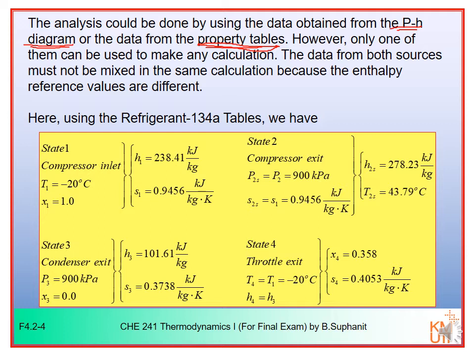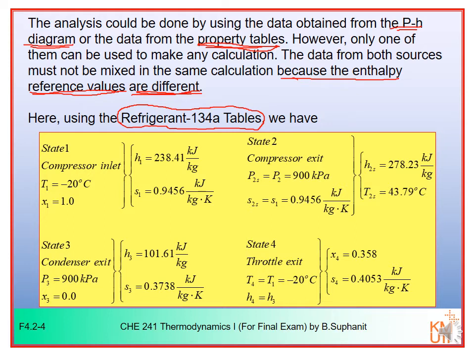Because the reference values from different sources are different. Okay, the reference value of enthalpy from different sources are different. So you should be very careful about this one. Okay, in this example, I'm going to use the data from the refrigerant R134A table. Okay, I did not use the data from the pH diagram that I have shown you before, but I've just shown you to understand that we can use the data from the diagram as well.